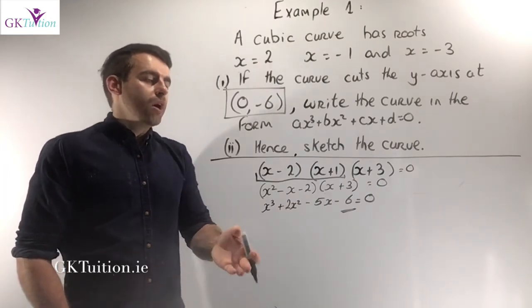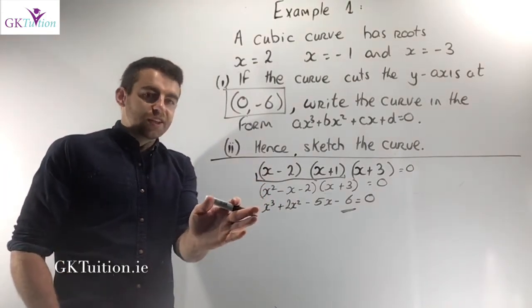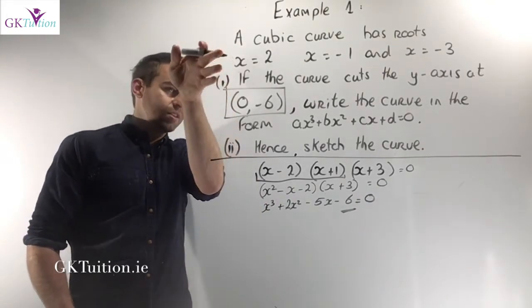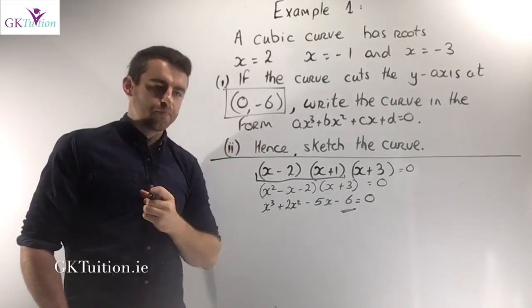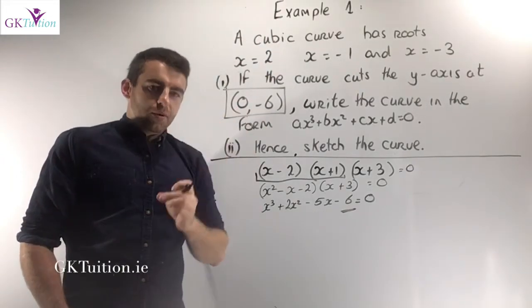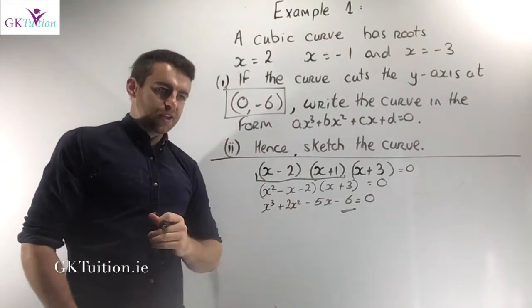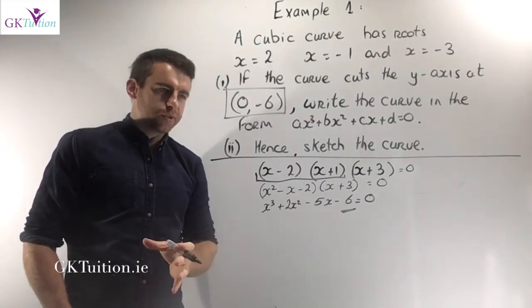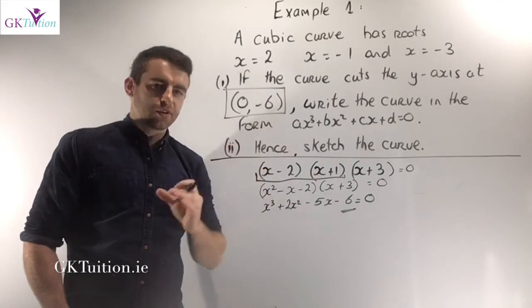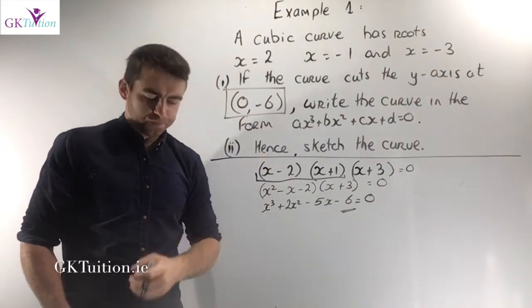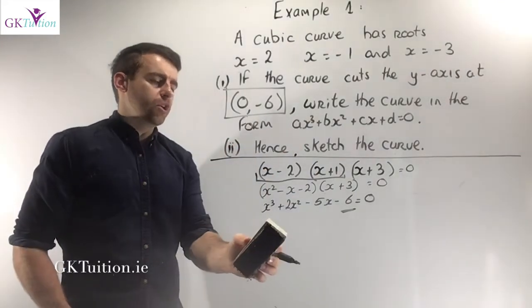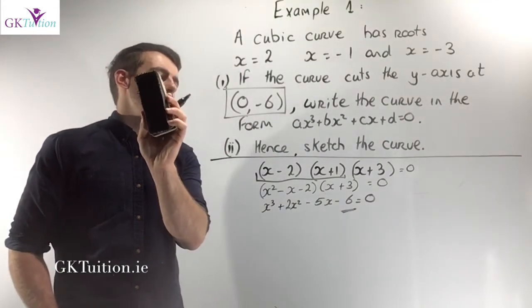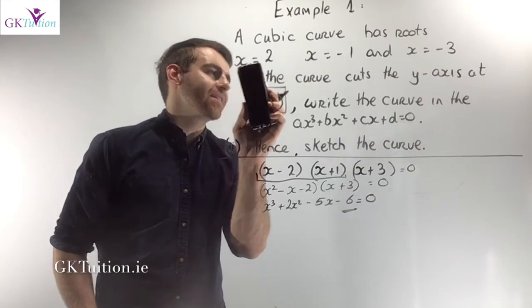So first of all, this is just an example of one cubic that has these three roots. But if it goes through the point 0, minus 6, then I know that this is the one I'm actually looking for. So my final answer to part 1 is this one. Now, if you're not 100% on that, give it a moment, we'll look at the graph and it'll make a lot more sense. So once we've drawn our cubic, we're now being asked to hence sketch the curve. So let me just wipe out what I had at the start.